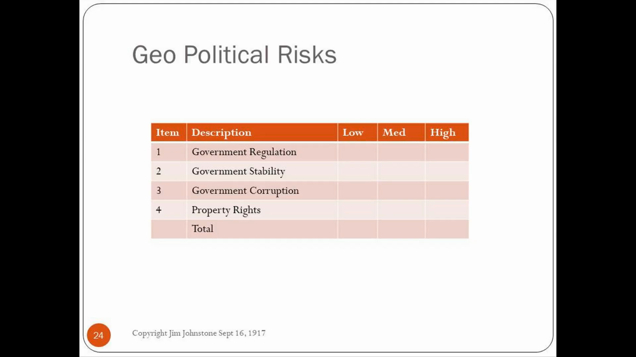So here we have our matrix. We can rank each of these four elements: government regulations, government stability, government corruption, and property rights for any one of our suppliers based on where they do business. If you don't know where to get the government regulation information, ask your purchasing agent or your legal department, they can help you with that.